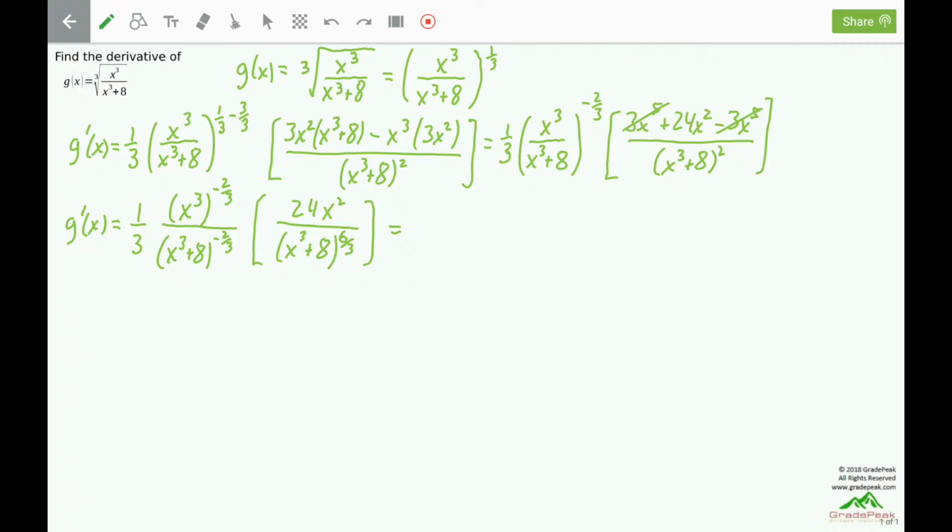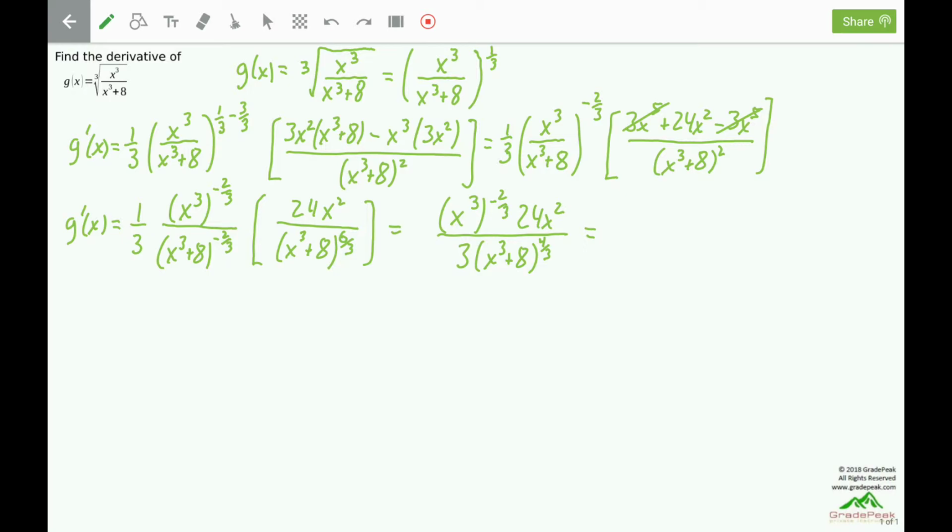Now in the numerator I have 1 times an x to the 3 to the negative 2/3, well, 1 times anything is that same thing. So x to the 3 to the negative 2/3. I also have a 24x squared. And then I have the entire thing over a 3 times an x cubed plus 8 raised to the power of, we add the exponents, so we have a negative 2 plus 6, 4 over the common denominator of 3, 4/3 power.